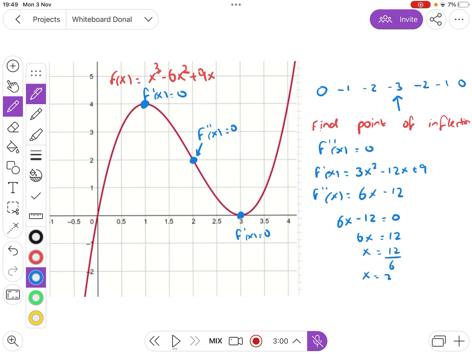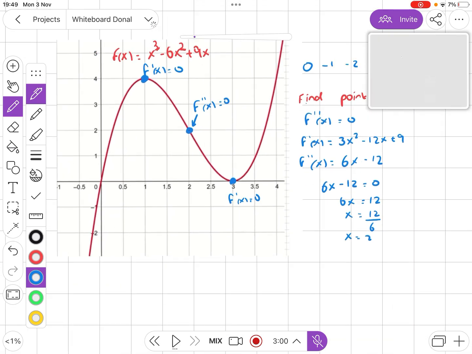And I'm getting x to be 2. So that's my x coordinate. But don't forget, we need to go find our y coordinate. So how do we find our y coordinate? We sub it back into the original. So I'll just move this up a tiny little bit.